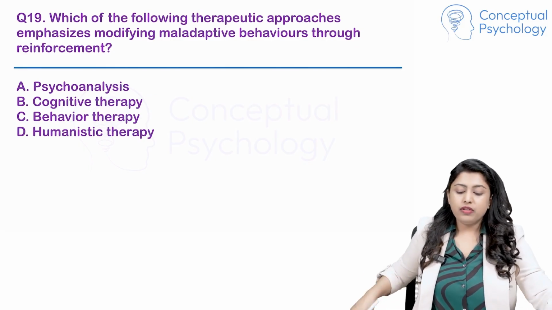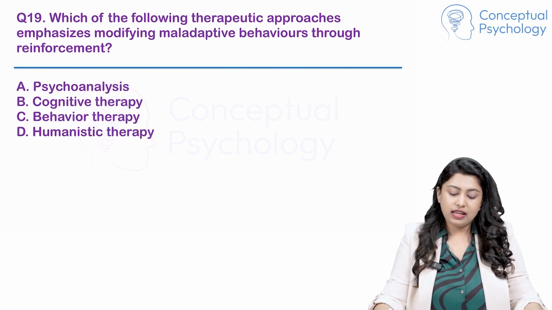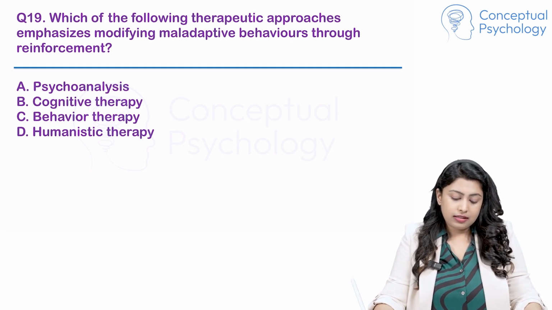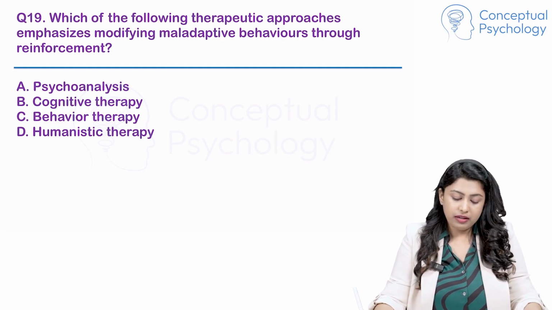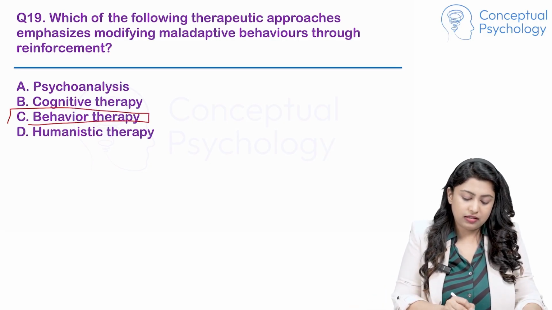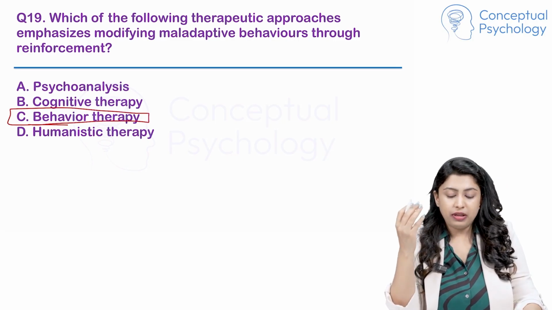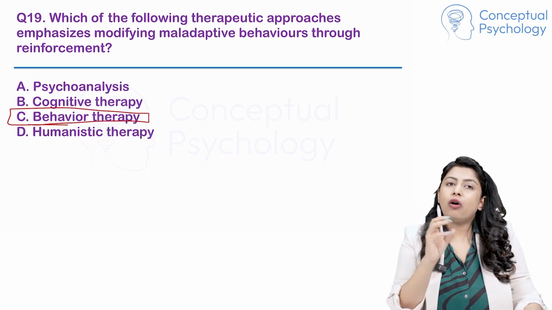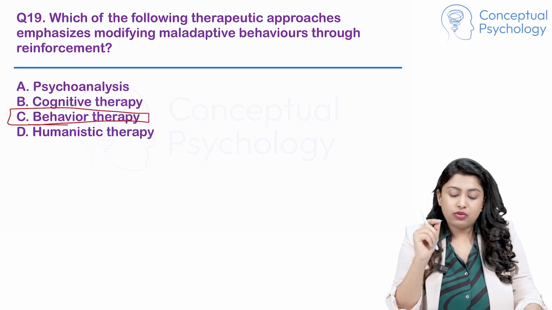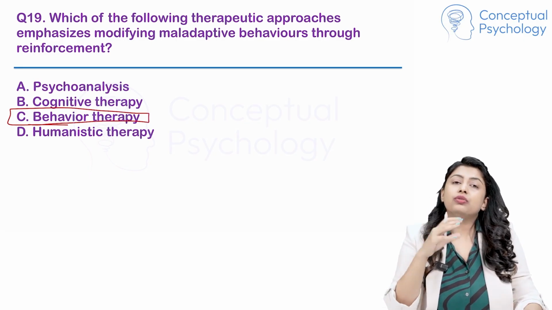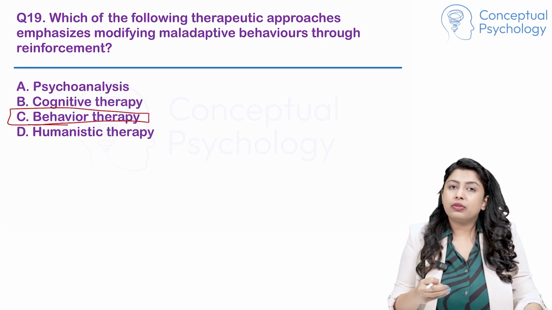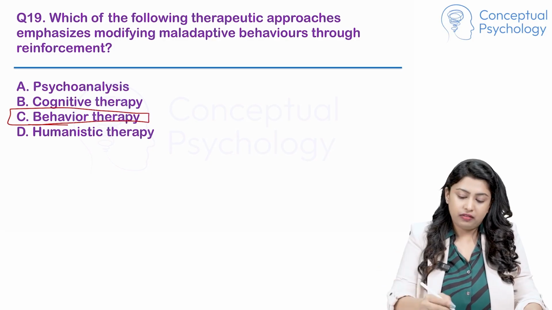Now, which of the following therapeutic approaches emphasizes modifying maladaptive behaviors through reinforcement? Psychoanalysis, cognitive therapy, behavior therapy, or humanistic therapy? So it is pretty easy. The answer is behavior therapy. Behavior therapy is based on the principles of operant and classical conditioning, right? It uses reinforcement. It also uses punishment and extinction to modify the maladaptive behaviors. So it systematically applies learning theory principles to change the problematic behavioral patterns.